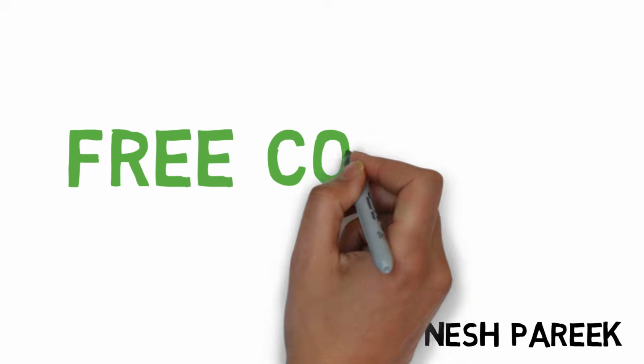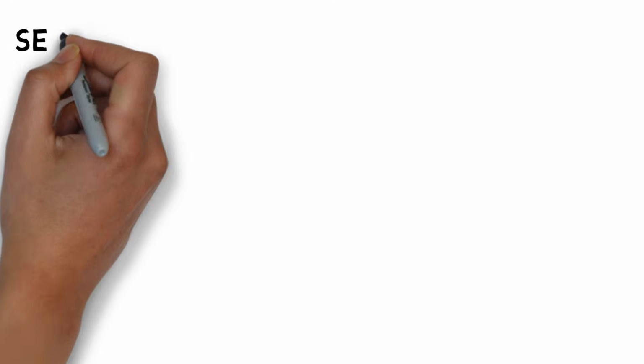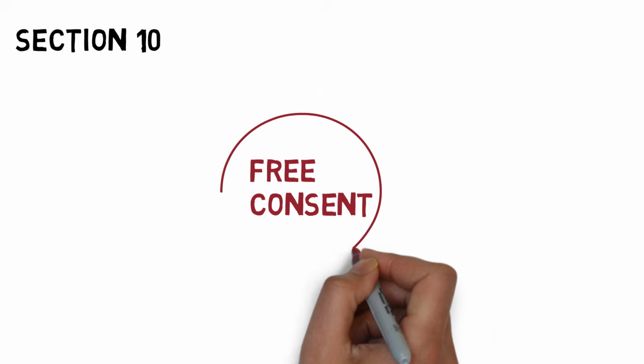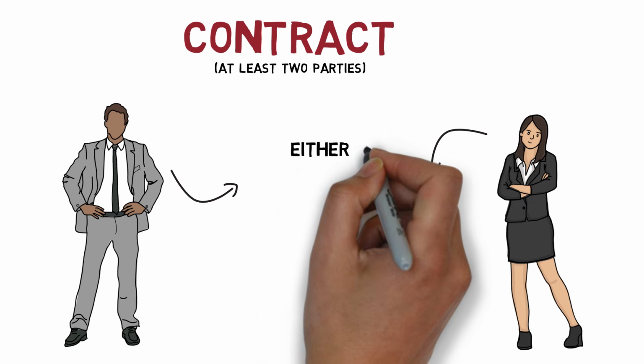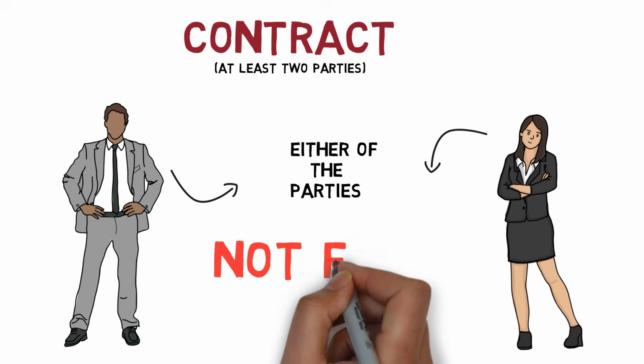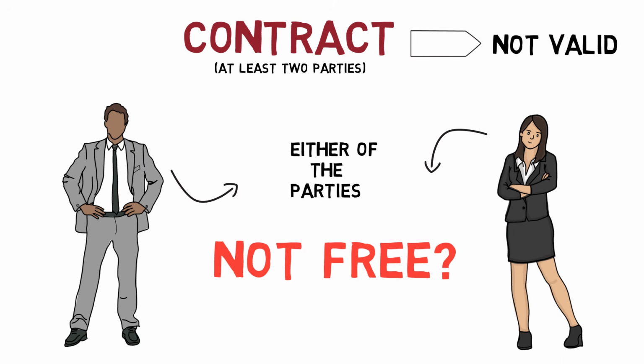This is Ratnesh Parikh, and in this video we will learn about one of the essential elements of a valid contract, which is free consent. According to section 10 of the Indian Contract Act, free consent is one of the essential elements of a contract. If the consent of either of the parties to contract is not free, contract is considered to be void.